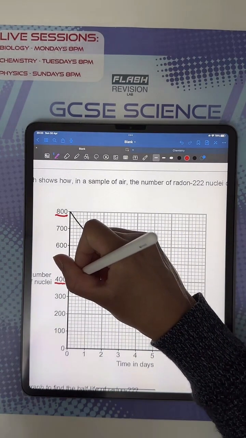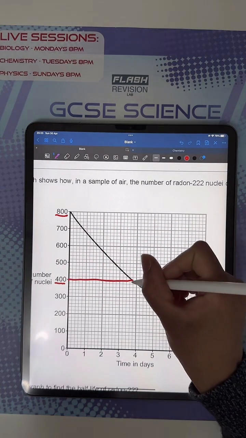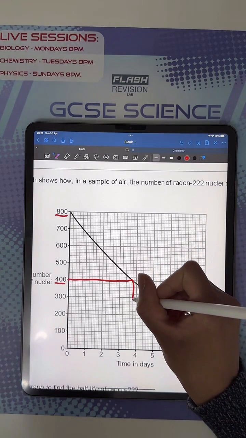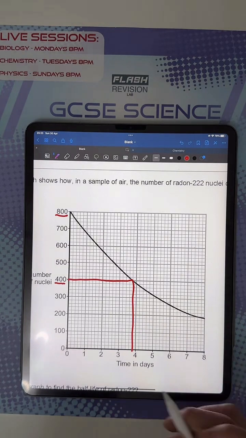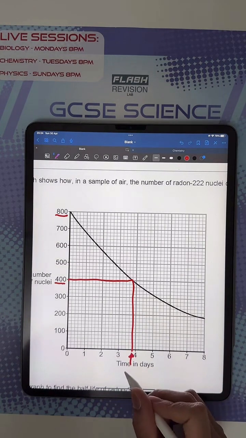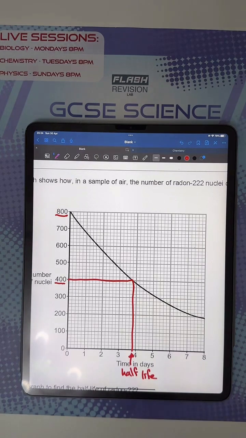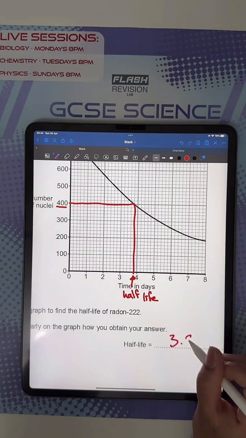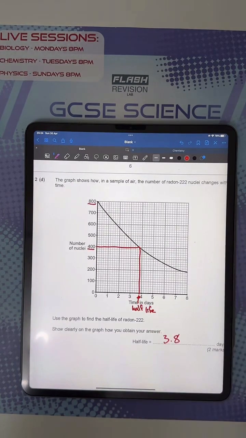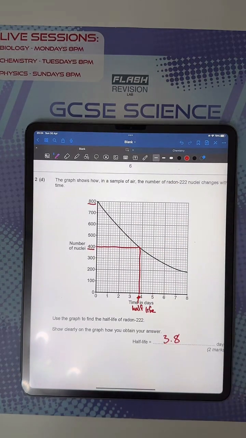So you go to 400 on your graph, you get a ruler. I don't have a ruler, but I'll try and draw it as straight as I can. Go up to the line and then get a ruler and draw downwards. There, this number is your half-life. So what do you guys think that is? Reading off the graph. Yeah, thanks, Emily. 3.8. And it's as simple as that. So remember, half the top value, go across, go down, and you get the answer.